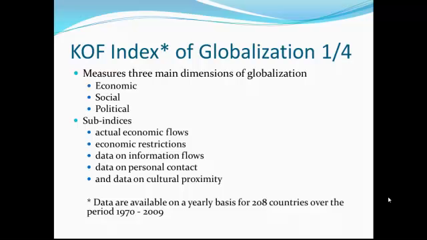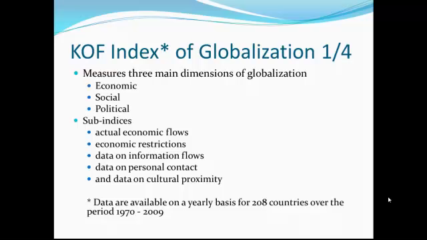Telecom traffic is provided by the ITU, International Telecommunication Union, while the number of letters is taken from the Universal Postal Union's Postal Statistics database. The remaining three variables are from the World Bank.